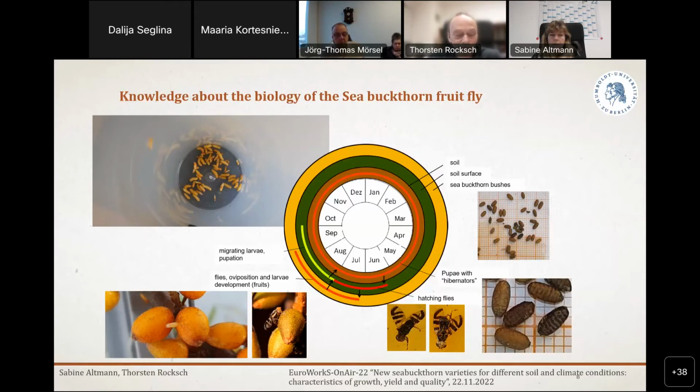They are very mobile. You can see it here. We collect some larvae, and only one generation of flies per year has been observed.